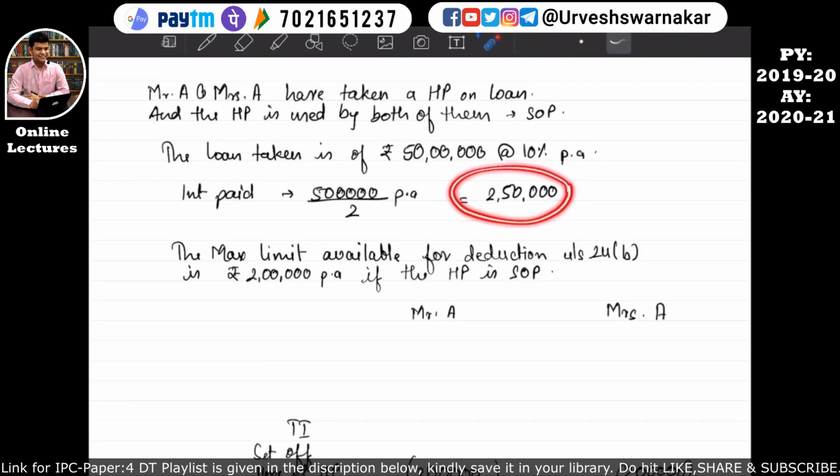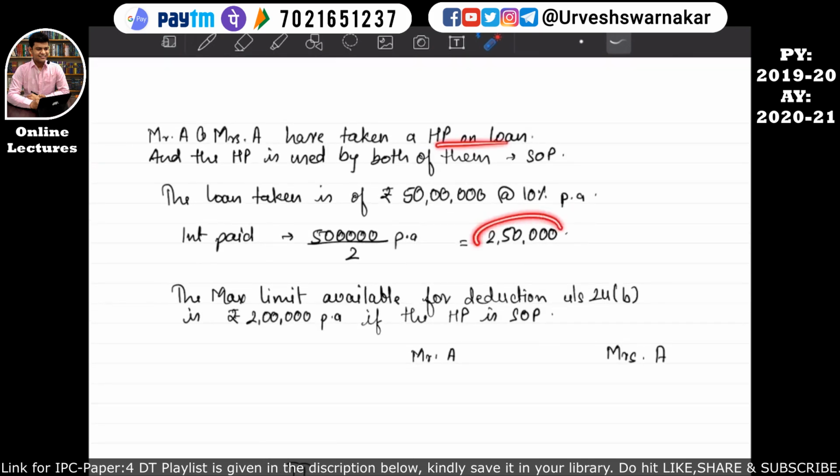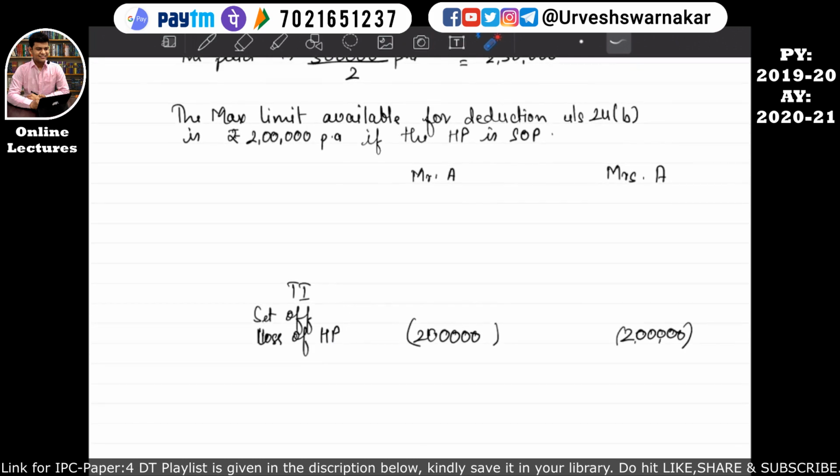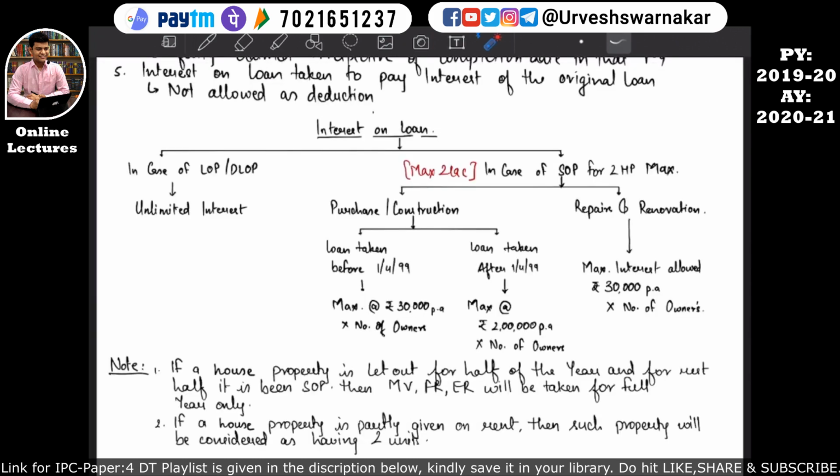Because the interest that they are paying on the loan they have taken for the house property is 2,50,000 each. That means Mr. A is bearing 2,50,000 cost and Mrs. A is also bearing 2,50,000 cost. So the maximum limit available under the Income Tax Act, under the head income from house property, if an assessee has taken a loan for a self-occupied house property, is maximum 2 lakh for the number of owners. I hope this is quite clear to you all by now.